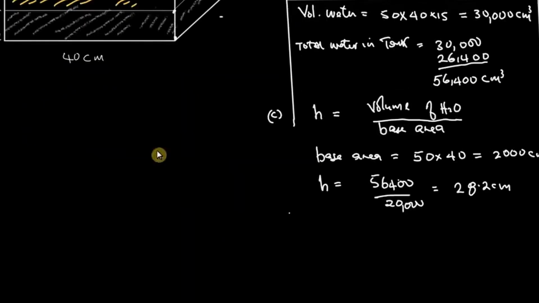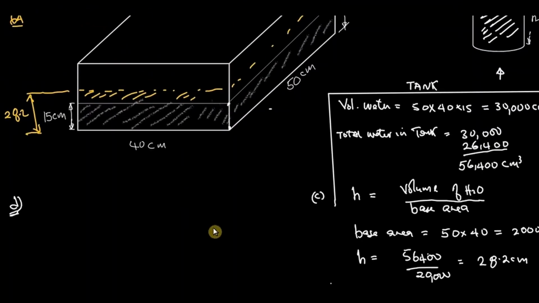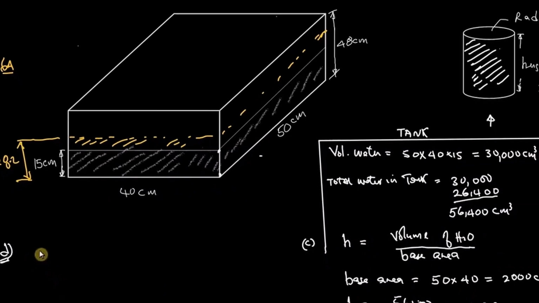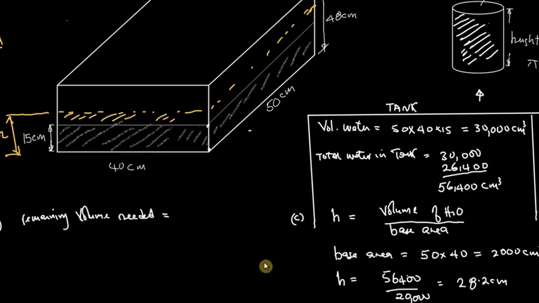Part D of the question. The water in the tank is now 28.2 centimeters high and its total height is 48 centimeters. So if we wish to fill the tank completely, how many more cylinders of water do we need to pour into this tank? To do that, we need to find the remaining volume of water required to fill the tank, or the empty space. Let's call this remaining volume required, which is equal to the total volume of the tank, and then you would subtract the volume of water already in the tank.